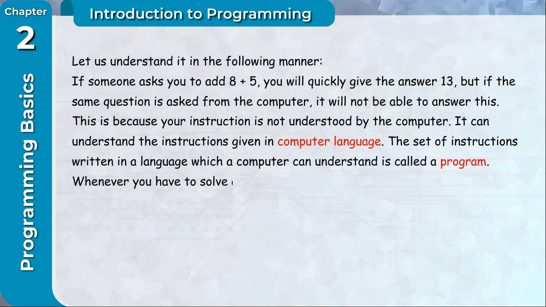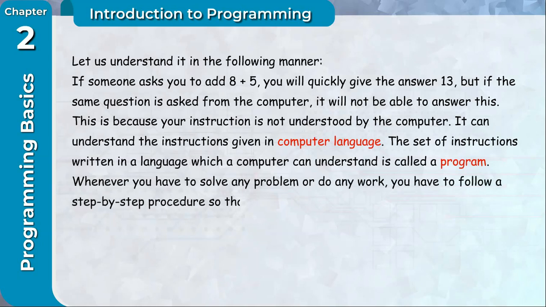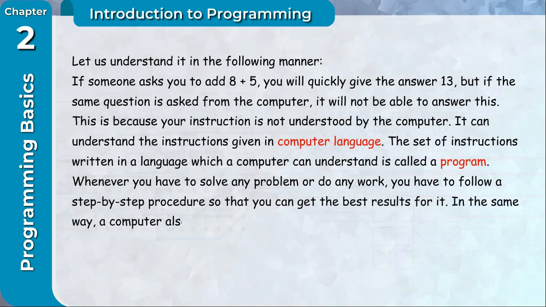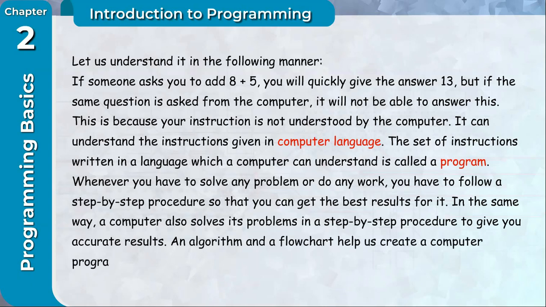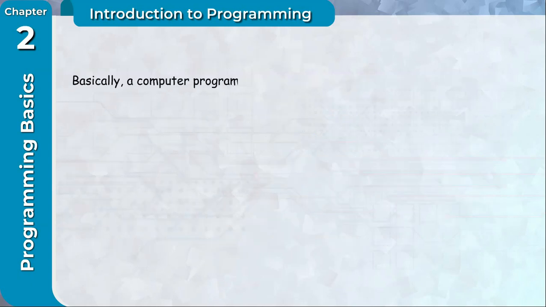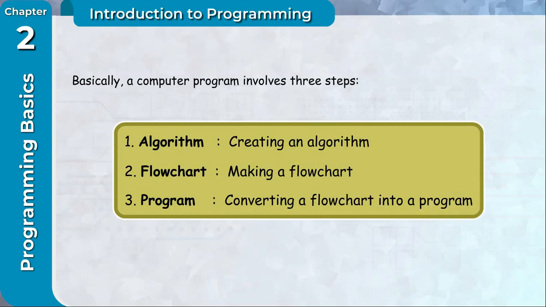Whenever you have to solve any problem or to do any work, you have to follow a step-by-step procedure so that you can get the best results for it. In the same way, a computer also solves its problems in a step-by-step procedure to give you accurate results. An algorithm and a flowchart help us create a computer program in a step-by-step manner. Basically, a computer program involves three steps: algorithm, creating an algorithm; flowchart, making a flowchart; program, converting a flowchart into a program.